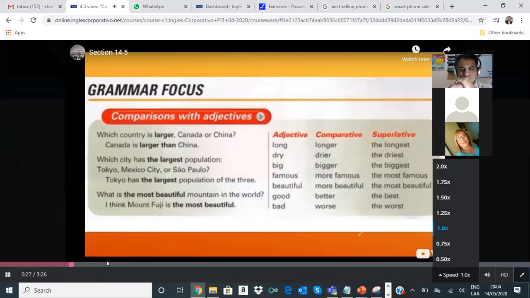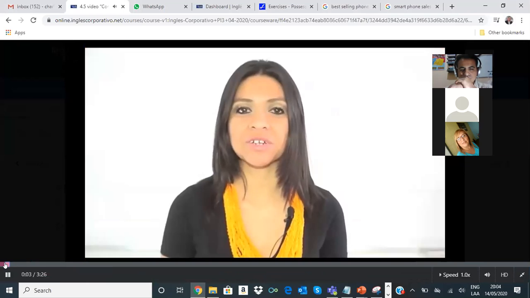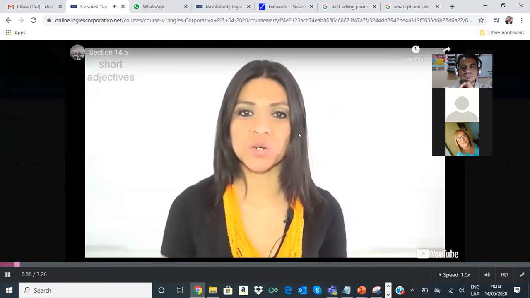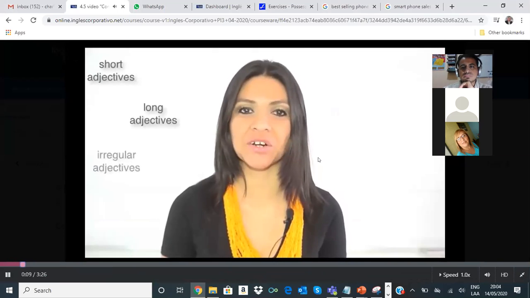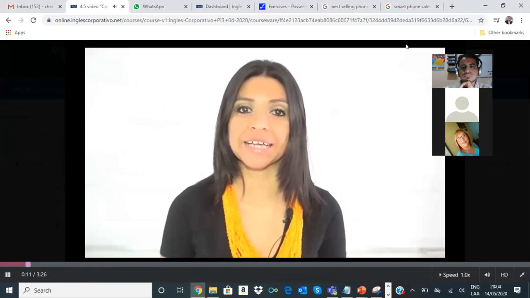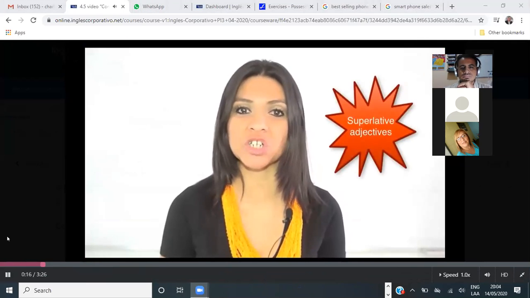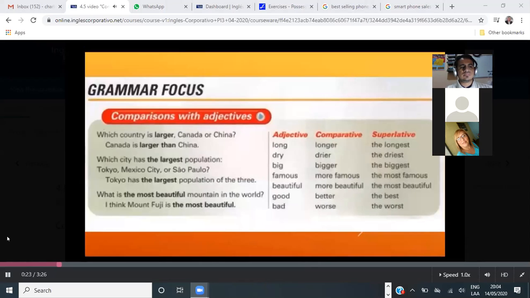Canada is larger than China. Excuse me. Remember, there are different types of adjectives. That's right, we have short adjectives, long adjectives, and irregular adjectives. With that in mind, now we'll study the superlative of adjectives. Please stay around and pay attention to the explanation as well as the audio program. Comparisons with adjectives. Which country is larger, Canada or China? Canada is larger than China. Which city has the largest population? Tokyo, Mexico City, or Sao Paulo? Tokyo has the largest population of the three. What is the most beautiful mountain in the world? I think Mount Fuji is the most beautiful.